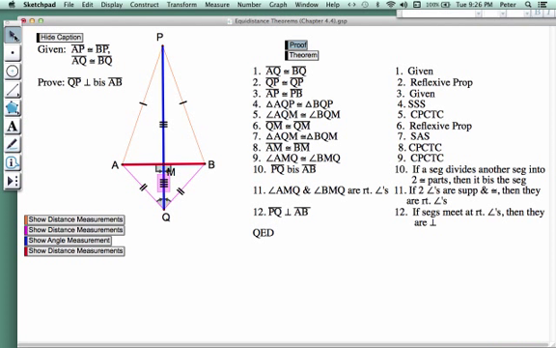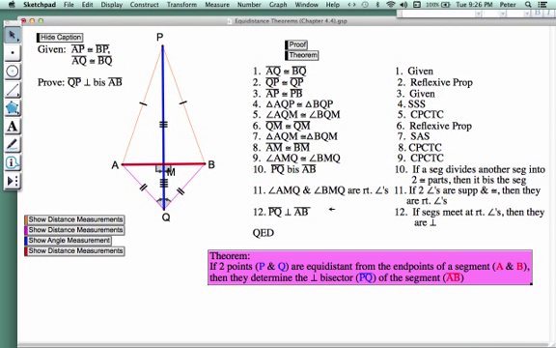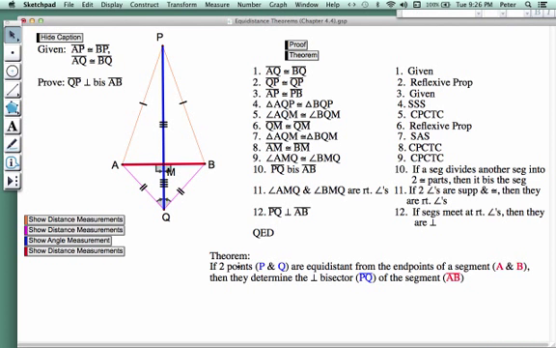Now, that was 12 steps, and the theorem is going to be this: if we know 2 points are equidistant from the endpoints of a segment, then they determine the perpendicular bisector of the segment. So if 2 points, P and Q, are equidistant from the endpoints of a segment, the endpoints being A and B in the segment AB, then they determine the perpendicular bisector. So the blue segment is the perpendicular bisector of the red segment.